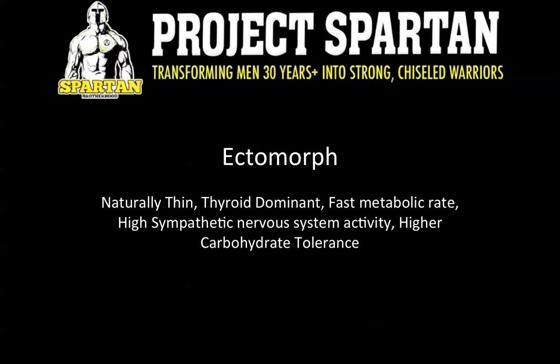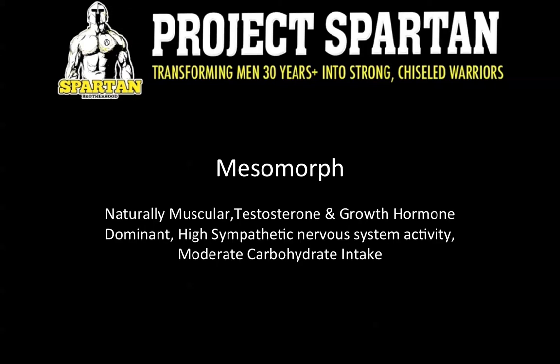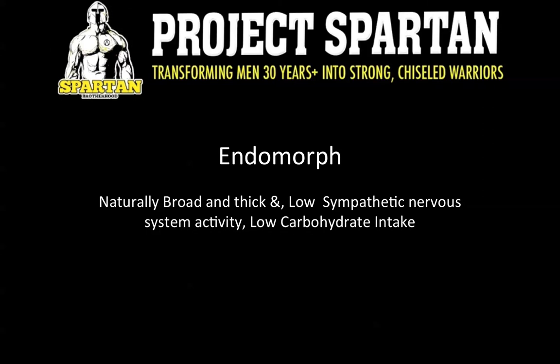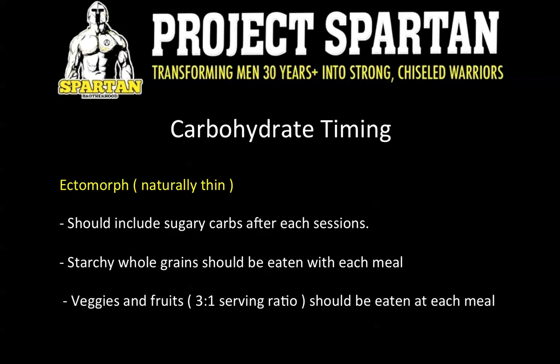Just going back to what I mentioned in the other videos: ectomorphs are naturally thin, thyroid dominant, with a fast metabolic rate, high sympathetic nervous system, and higher carbohydrate tolerance. Mesomorph, everyone hates mesomorphs: naturally muscular, testosterone and growth hormone dominant, high sympathetic nervous system activity, moderate carbohydrate intake. And then, which I'll be honest I do see quite a few guys at this stage at the moment, naturally broad and thick with a low sympathetic nervous system. It's going to be a low carbohydrate intake to begin with, so probably about 25%.